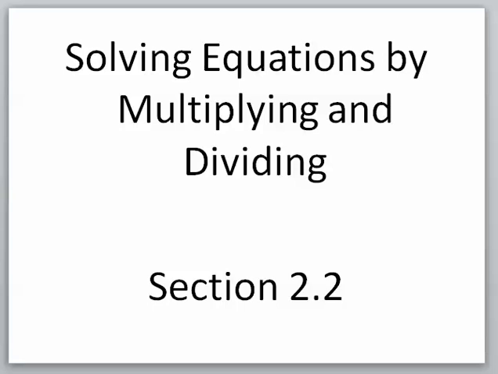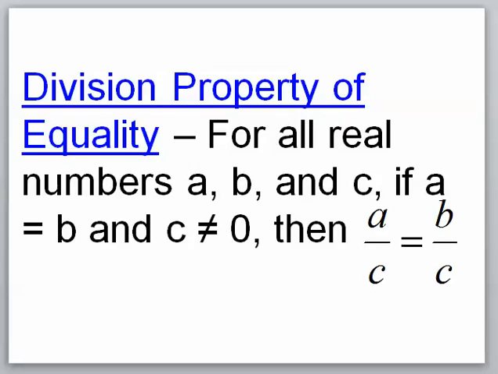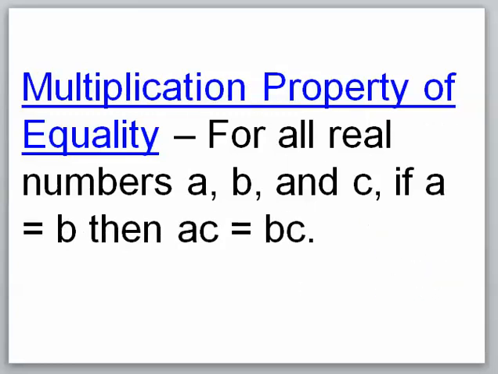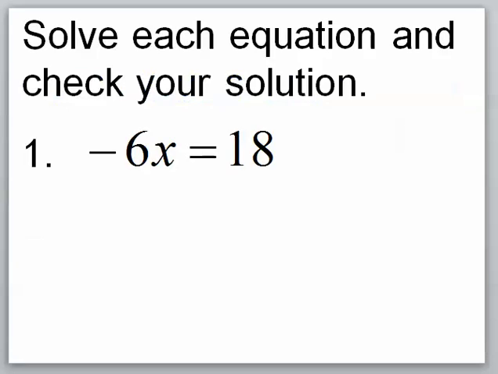In section 2.2, we're going to be solving equations and multiplying and dividing. So what I want to talk about is first the division property of equalities. It says that if A is equal to B, then you can divide by the same amount on both sides. The same thing holds true for the multiplication property. If you have A is equal to B, then you can multiply by C on both sides and still have equal amounts. So let's get started on these problems.